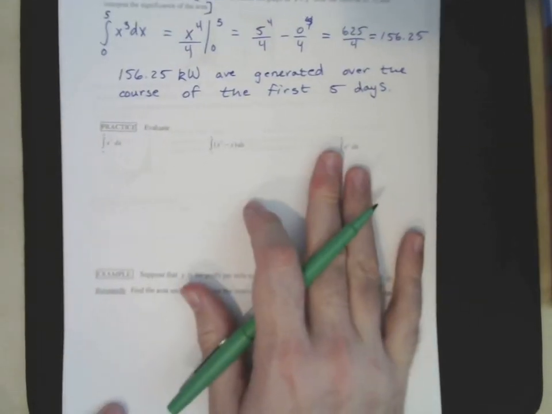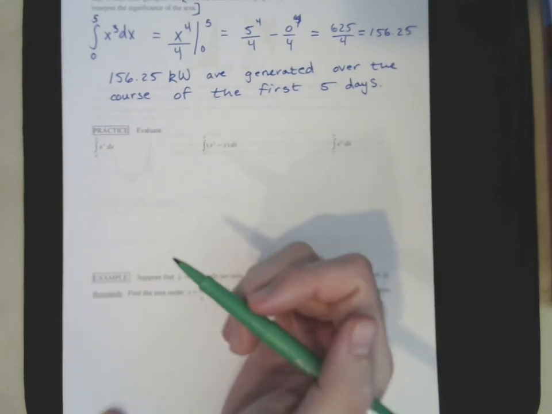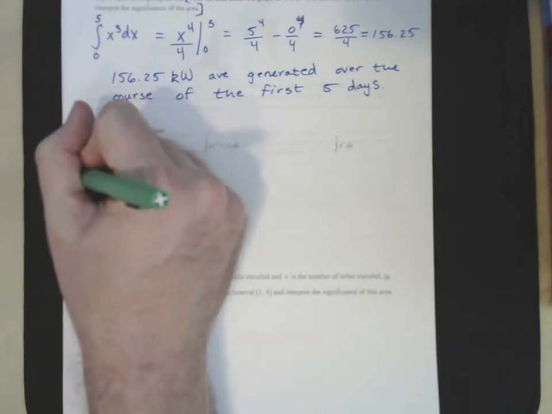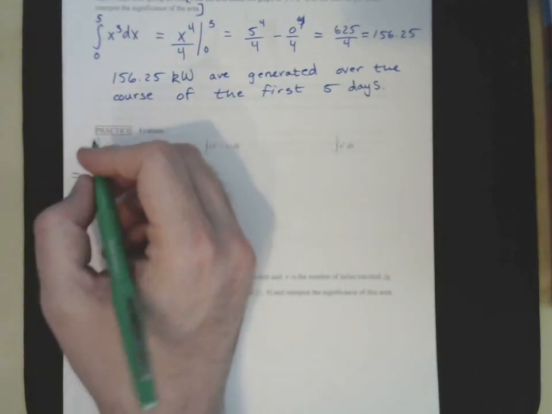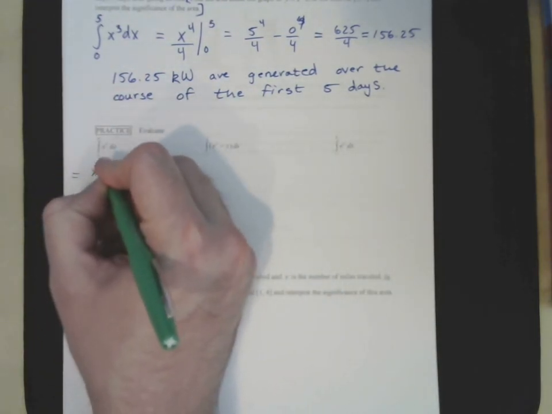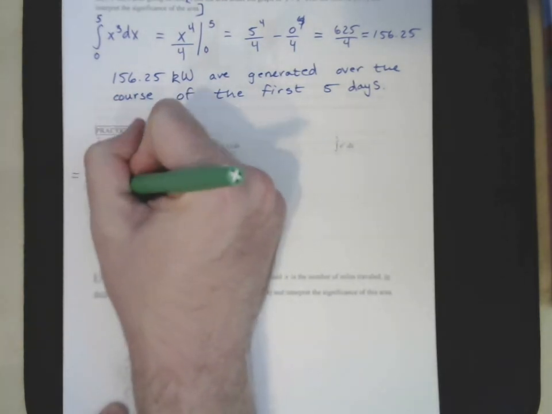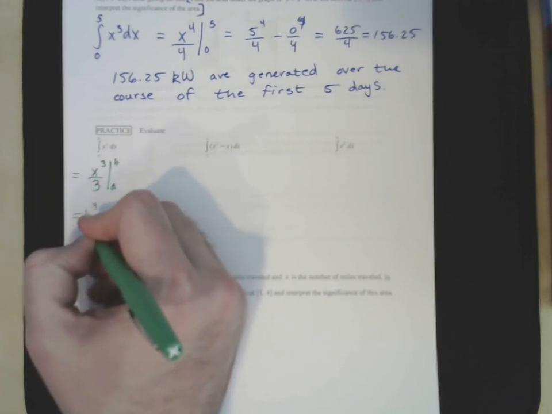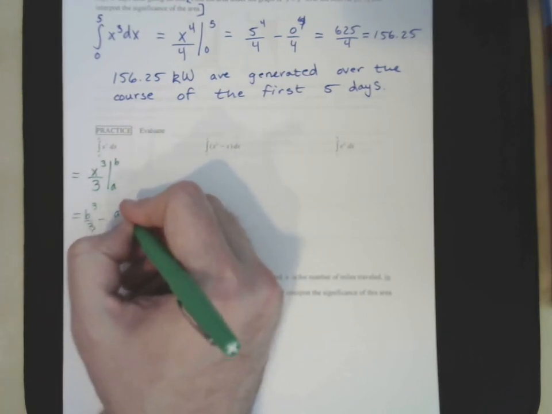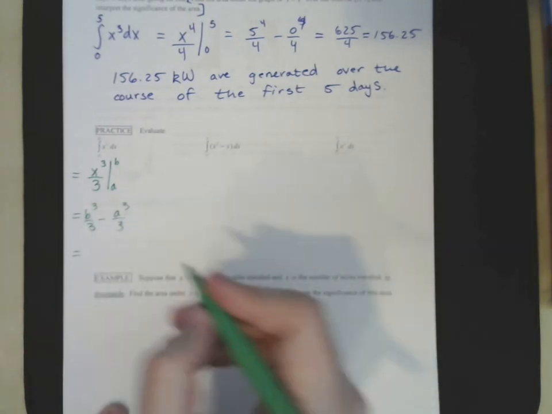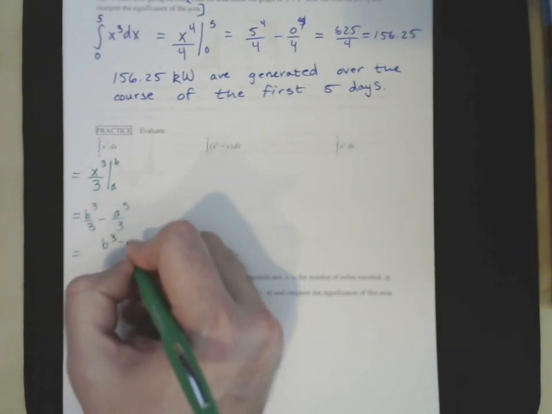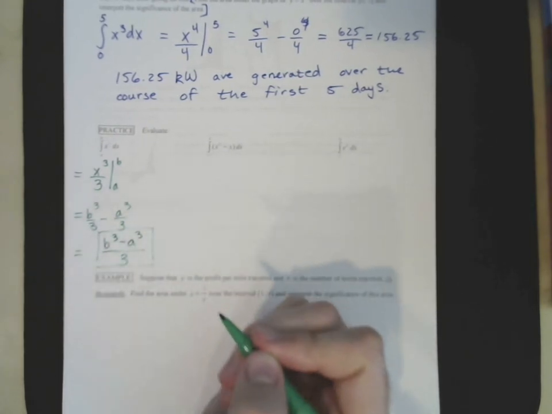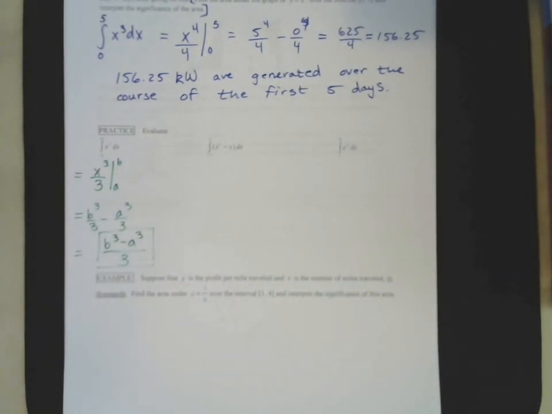So these next three are just some practice problems to get you used to evaluating more integrals. So I recommend you pause the video and try these out. So I'm going to walk through the solutions now. The antiderivative of x squared is x cubed over 3. This is getting evaluated from a to b. So this is b cubed over 3 minus a cubed over 3. Or we could write it all as one fraction, b cubed minus a cubed over 3. And that would be our final answer.